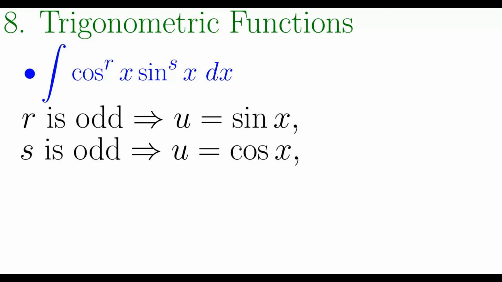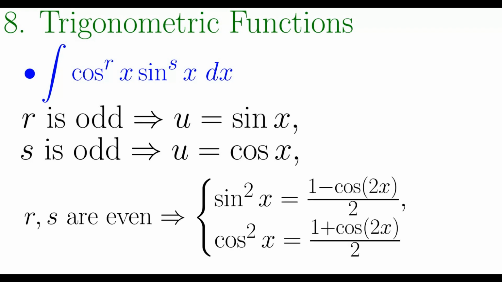If s is odd, you do u equals cosine. You break up sine of x to the power of s into one copy of sine, write down the rest of it in terms of cosine, and then you'll be able to integrate. If both r and s are even, then you would use half angle formulas. Sine squared of x is equal to (1 minus cosine of 2x) over 2, and cosine squared of x is (1 plus cosine of 2x) over 2.